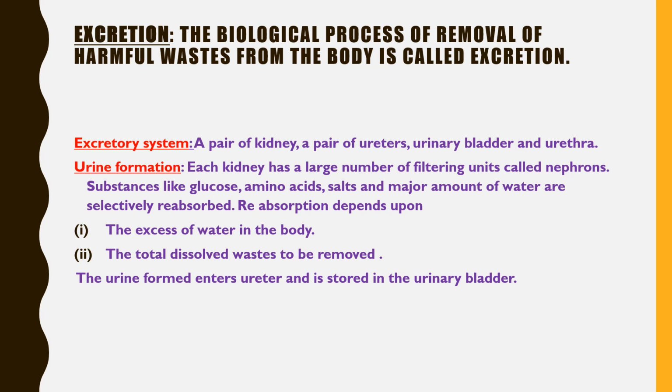Urine formation is performed by the kidney. There is a large number of filtering units called nephrons. Nephrons are the structural and functional unit of the kidney. Substances like glucose, amino acids, salts, and a major amount of water are selectively reabsorbed by the nephrons, and this reabsorption depends on the excess of water present in the body and also the total dissolved waste to be removed. The urine thus produced enters the ureter and is stored in the urinary bladder.